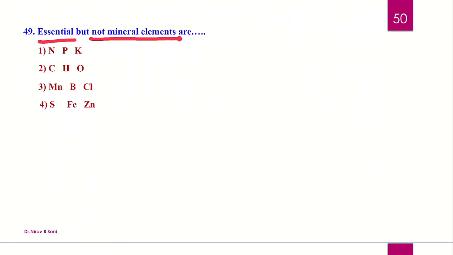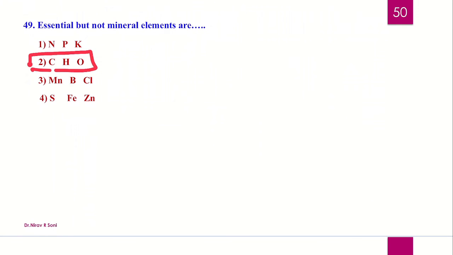Essential but not a mineral element: nitrogen, phosphorus, potassium are also mineral elements. Manganese, boron, calcium, chlorine are also mineral elements. Sulfur, iron and zinc too. Carbon, hydrogen, oxygen, these all are macro elements. That's why you should choose option number 2.